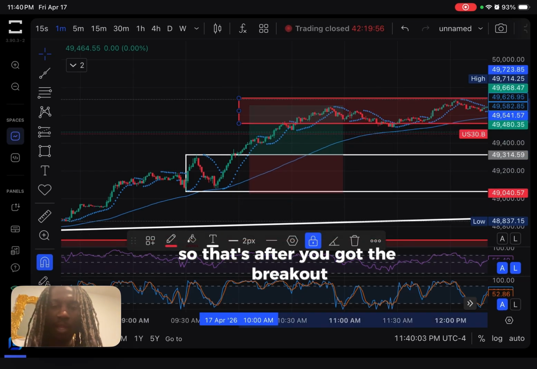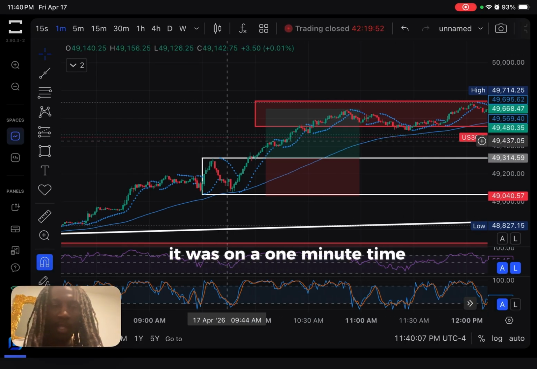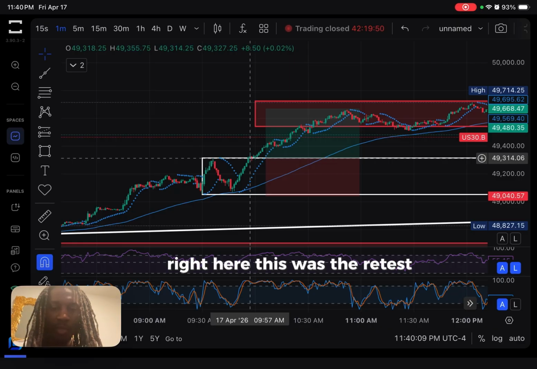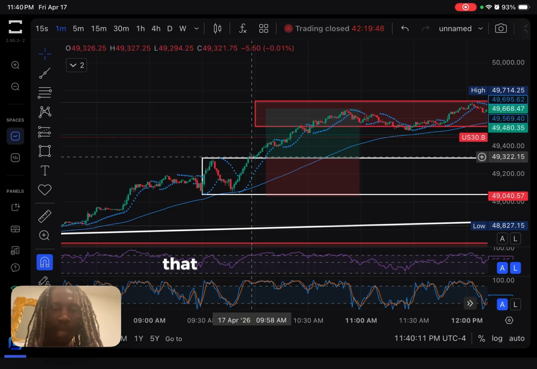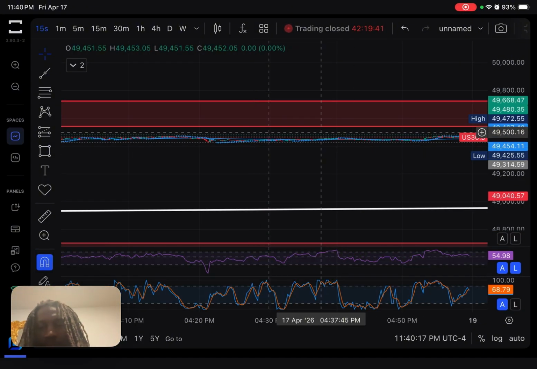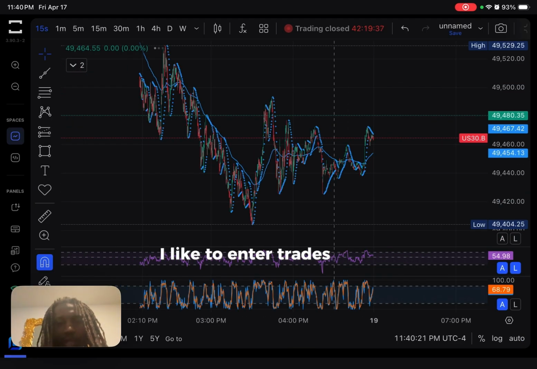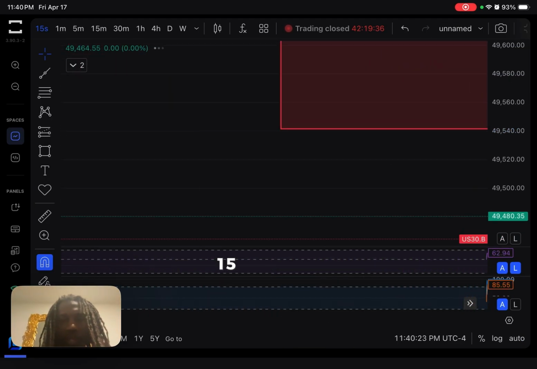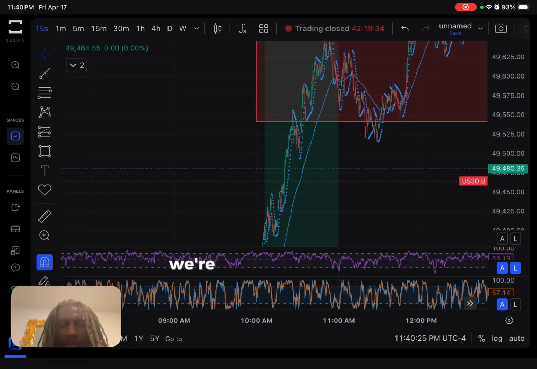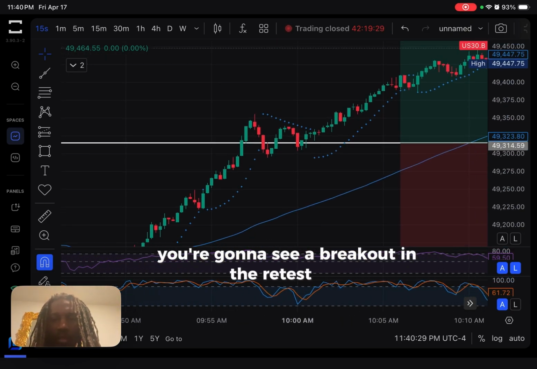So that's after you got the breakout. So the retest would be this. Even though it was quick, it was on a 1 minute time frame right here. This was the retest. So this was the breakout, and that red candle was the retest, right? If you look on the 15-second time frame, which is where I like to enter anyway, I like to enter trades on the 15-second time frame, you're gonna see a breakout and the retest.